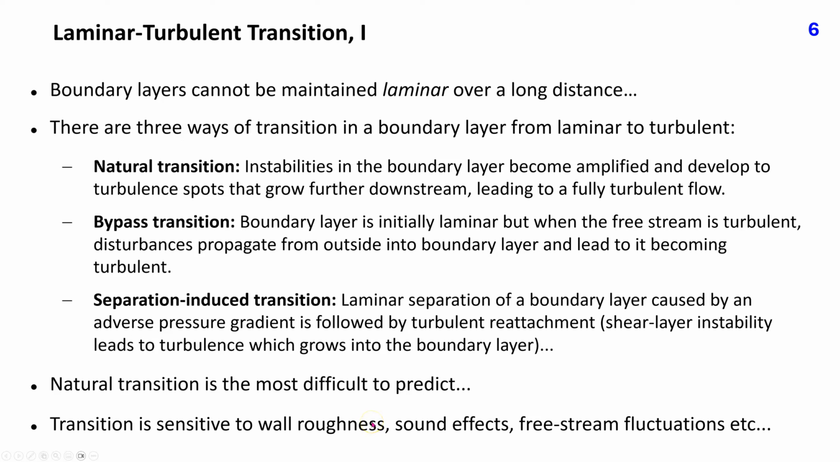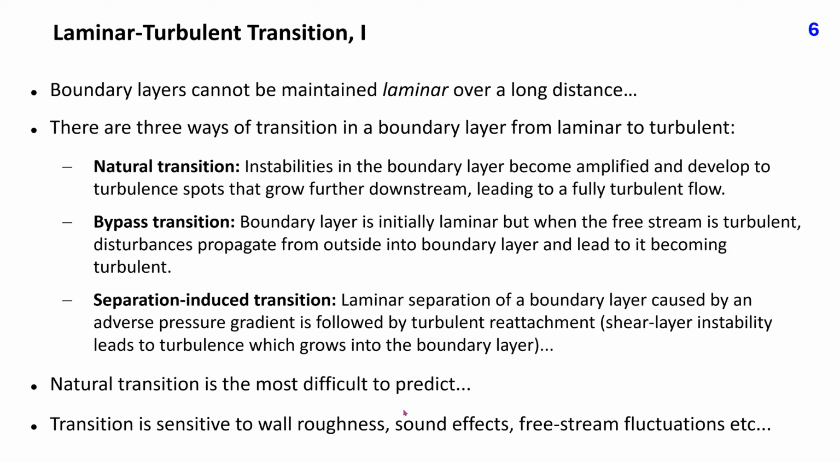Let us now briefly discuss how a flow becomes turbulent. In most cases, the presence of a wall with a boundary layer building along it is responsible for the transition from a laminar to a turbulent regime. Boundary layers usually cannot be maintained laminar over too long distance. There are three ways of transitioning in a boundary layer from laminar to turbulent.